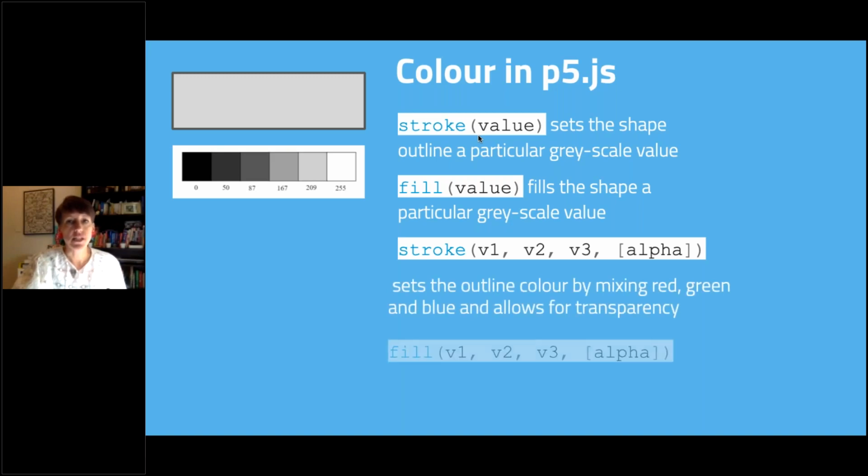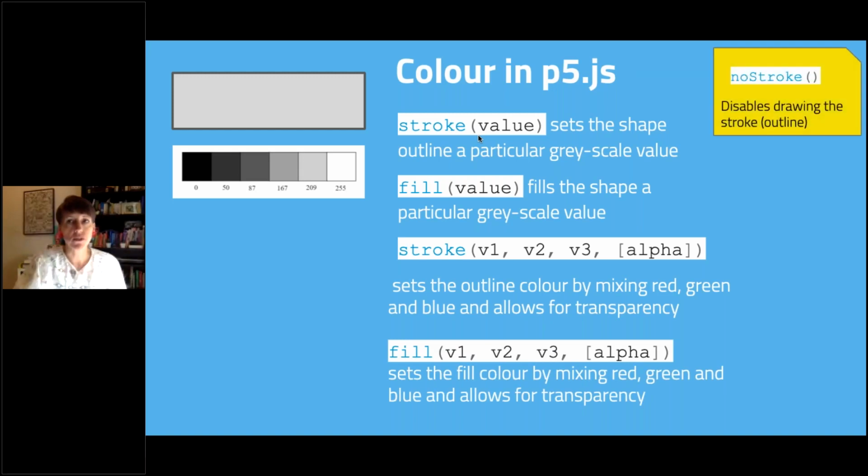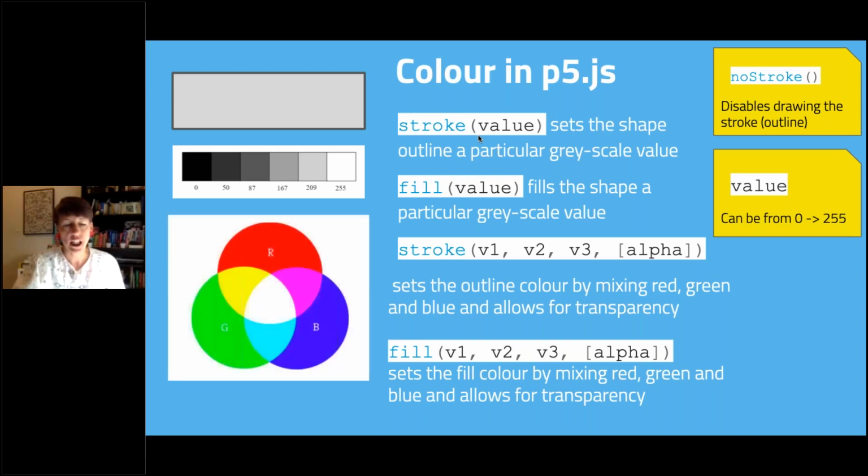So a great time to be working with RGB values. If you'd rather not have an outline, you can use the noStroke function. And just another thing there, the value of the value, which I'm sure you already had worked out. So classic RGB.